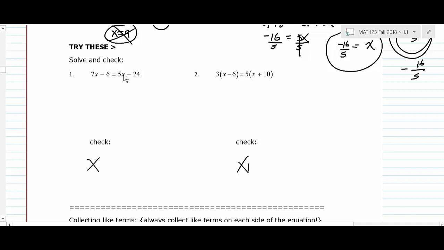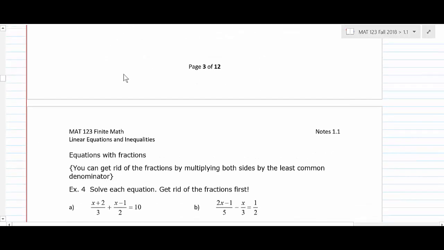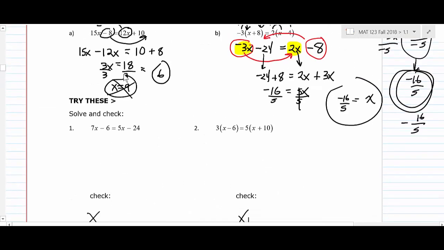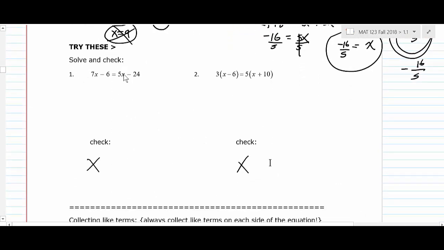I mean, on number 1, you can move the 5x and move the 6. If you want to do it that way, it's fine. It's easier that way to me. It's faster to learn to do the problems that way. And then number 2, you got to start with the distributive property. And sometimes you'll get fraction answers. Just make sure your fractions are reduced is kind of the number 1 thing.